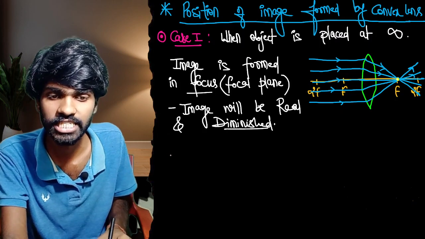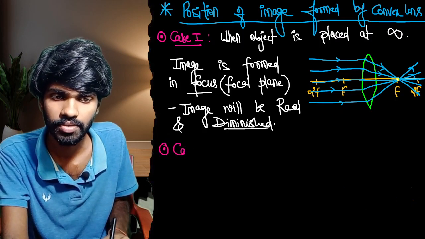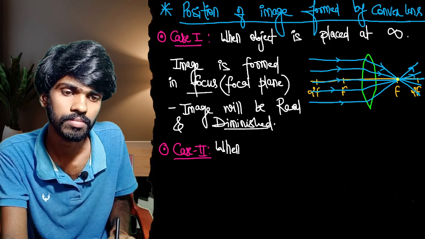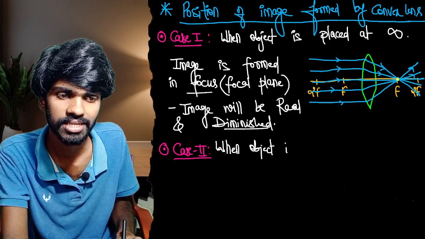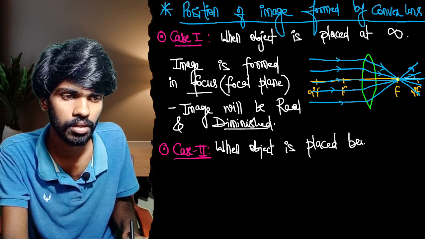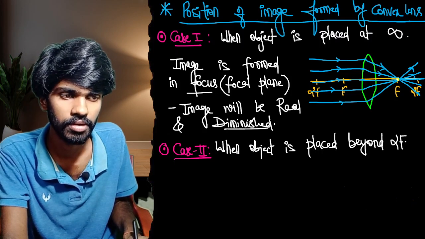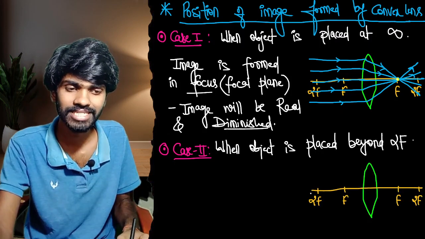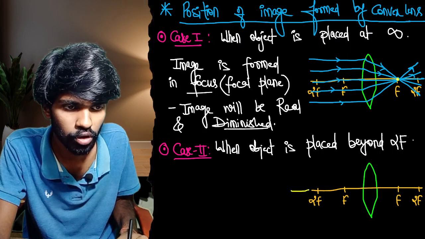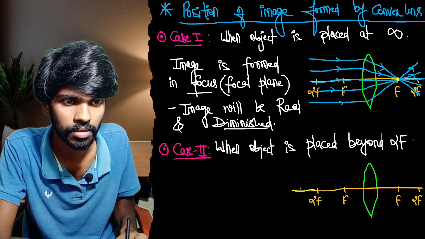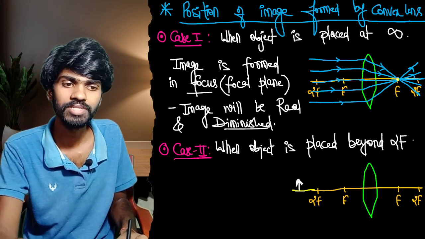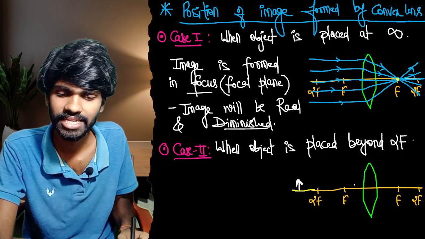Okay, second case you can discuss here. Case second, we can write: when the object is placed beyond 2f, meaning this is the 2f. So you can see that the object should be placed in this situation, beyond 2f, meaning the object is placed over here. Okay, so from this object you can draw rays like this.